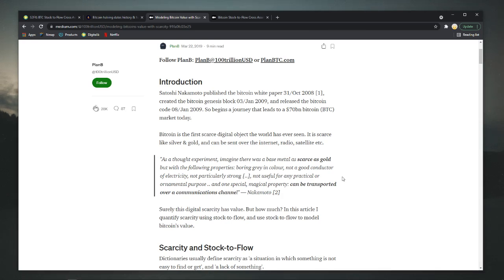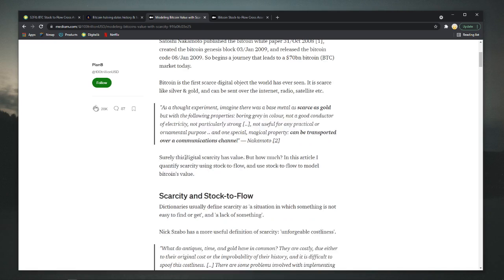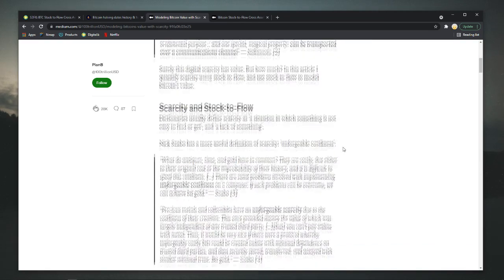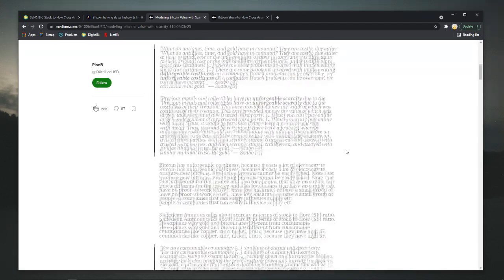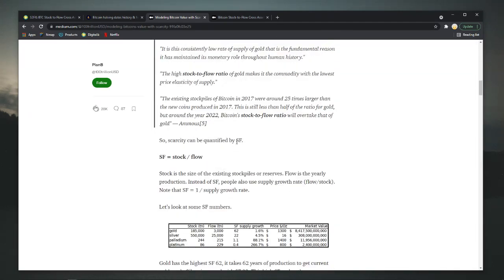Bitcoin's use comes from its utility in transportation over a communications channel like the internet, rather than a physical transportation channel of physical space. The digital scarcity of Bitcoin surely has value because of the fact that it can be used so easily as contrasted to other scarce commodities. And the way that this is quantified is through stock and flow. Stock and flow are quantified as SF, stock divided by flow.